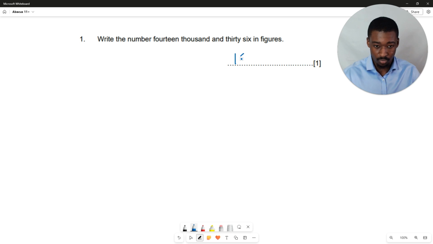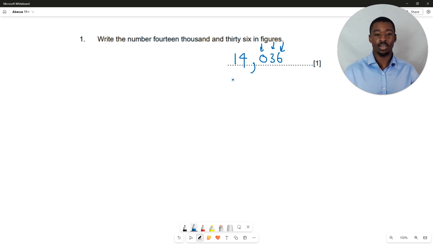14,036. So we start with the 14,000. We use the comma to show the thousand. And then we have 36. So 0, 3, 6. No hundreds, 3 tens, 6 units. Very simple. 14,036. Let's move on to the next question.